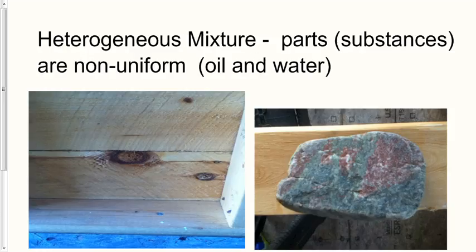Now, there are two types of mixtures. There's heterogeneous and homogeneous. Heterogeneous is a mixture where it's non-uniform. It's like oil and water. I don't have oil here, but you can tell it apart. You can see that in this wood, you can tell the knot from the wood. I can distinctly see that one thing is distinct from the other. And in the rock here, you can see the same thing. One type of mineral and another type of mineral.